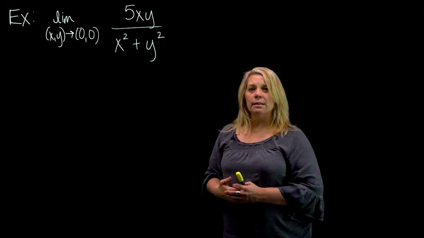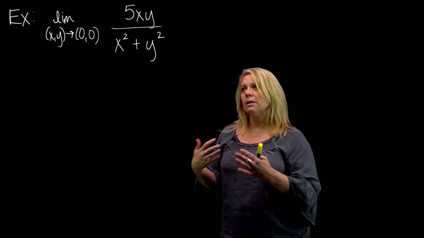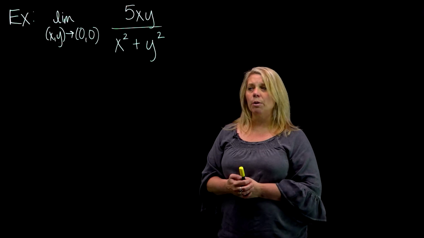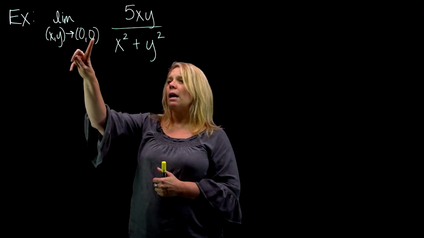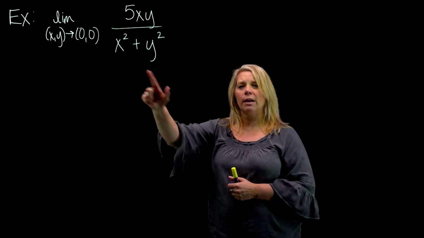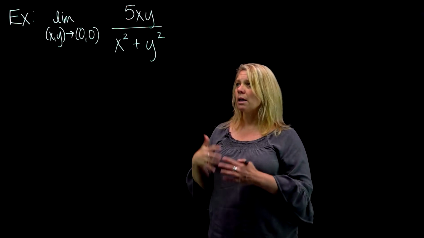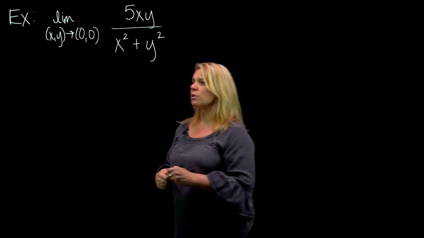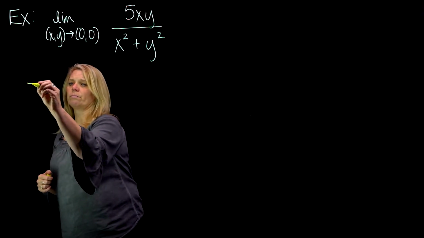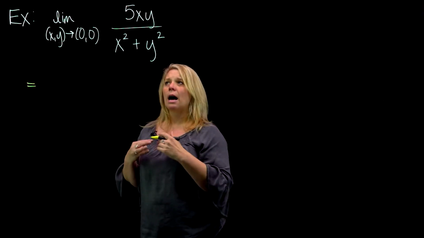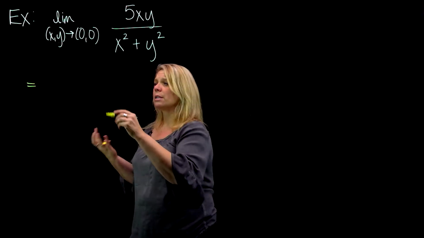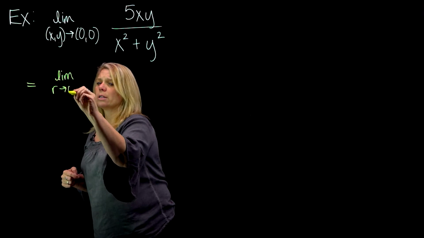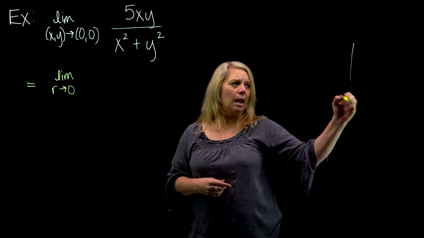We did a previous example where we had a function like this, and we talked about how polar coordinates were helpful in that particular example because we were approaching the origin, and also because we got some nice simplification with the x squared plus y squared. So we have those same two features here again, so we're going to try converting to polar coordinates. When I do that, instead of having two variables approaching 0, remember that we're really just going to have r approaching 0, and theta can be anything.